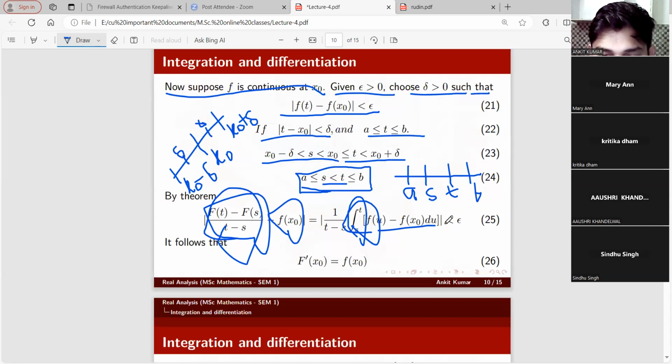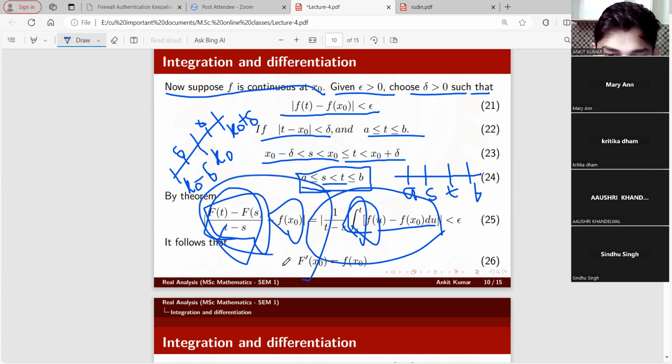Integration of (f(u) minus f(x naught)) du. And the modulus value of this thing is always less than or equal to some epsilon. Then this value is less than some epsilon.